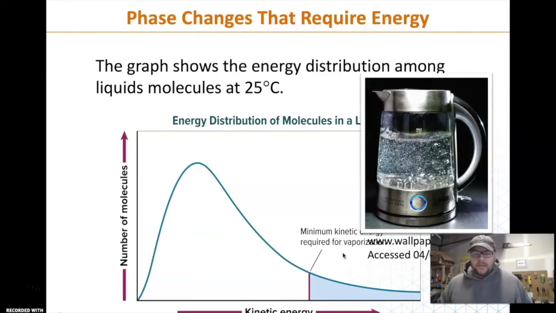Also means that when we are boiling water, so here's a tea kettle, and we're boiling some water. So we reach 100 degrees Celsius. Why doesn't all the water just disappear? Well, that's because most of the water still is not at the required amount of energy to evaporate. But the water that's inside those bubbles has reached that amount of kinetic energy to turn into a gas.